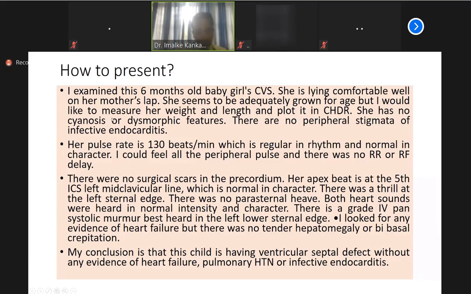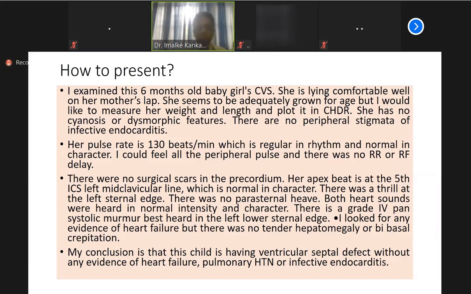So keep your back straight, keep your arms behind or wherever in a comfortable way. Don't move here and there, right? Take a deep breath and organize your thoughts and start. So I examined the 6-month-old baby girl's cardiovascular system. Use short sentences with pauses because we are not good at making long sentences under stress, right?